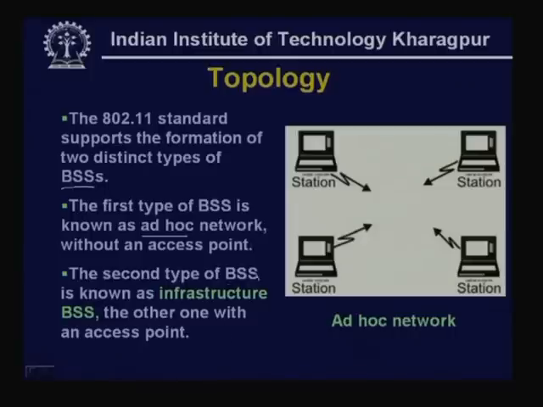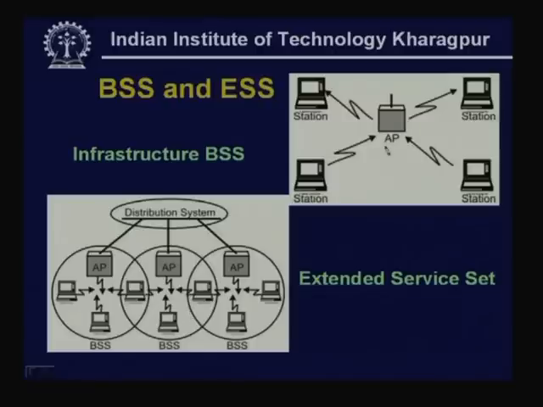The second type of basic service set is known as infrastructure basic service set, and this one has a special type of device which is known as an access point. So, here you can see there is an access point, and all the communication is done through the access point. Now, this access point can be connected to a distribution system. This distribution system can be, say, Ethernet LAN.